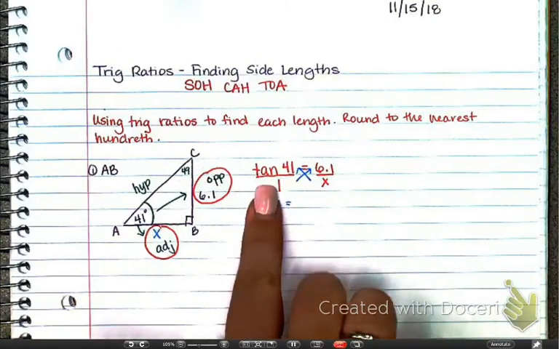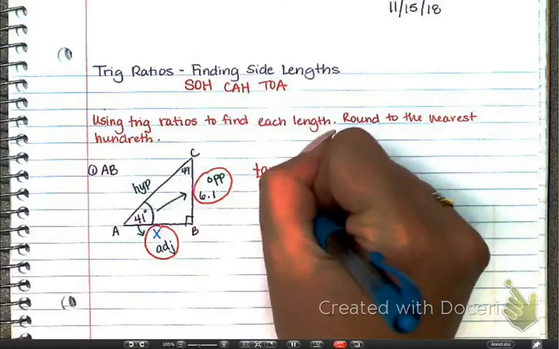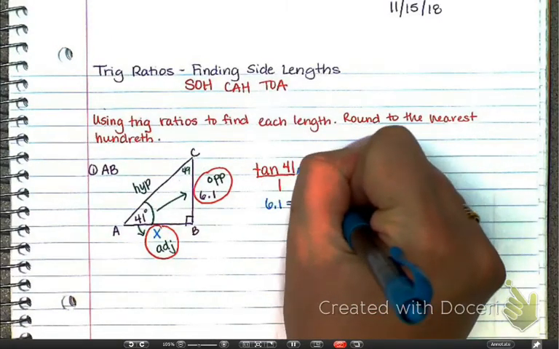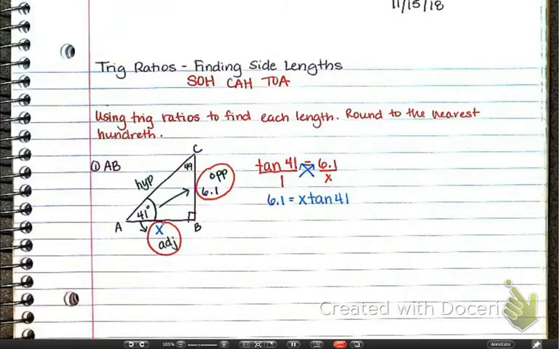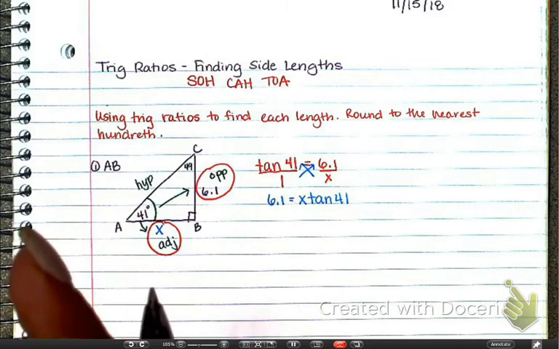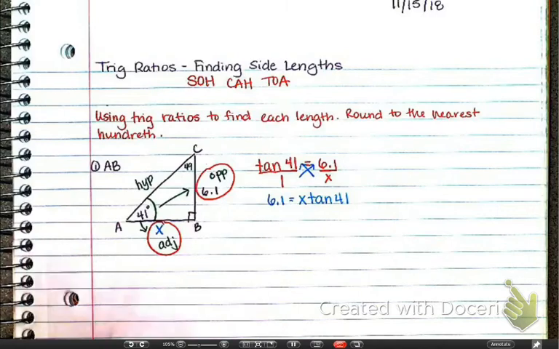X times the tangent of 41 is literally x times the tangent of 41. Okay, so we have 6.1 equals x tangent of 41. Everyone okay up to that point? So we had a proportion, we cross multiplied. Now our goal is to solve for x, just like with any other equation. Agreed? So what do I need to get rid of to solve for x?